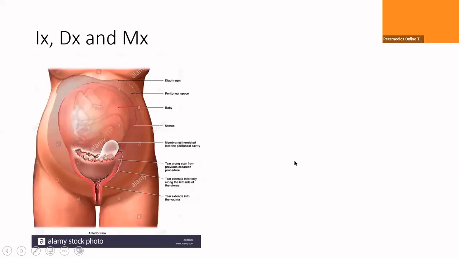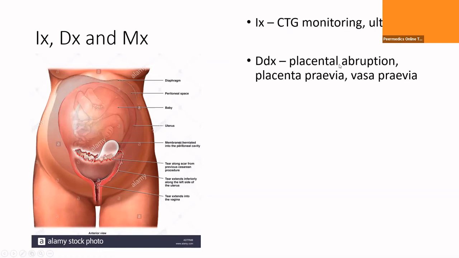Okay, so how are we going to investigate, diagnose, and treat it? There's a picture here showing what it can look like as the tear starts to occur and extend into the vagina. To investigate it, you're going to use fetal monitoring and ultrasound. To diagnose it, your differential diagnosis is placental abruption, placenta previa, and vasa previa.